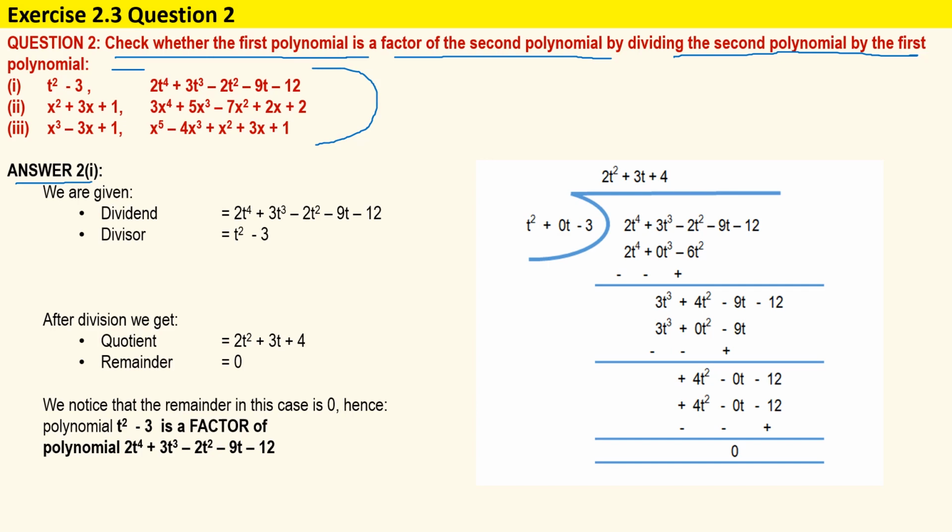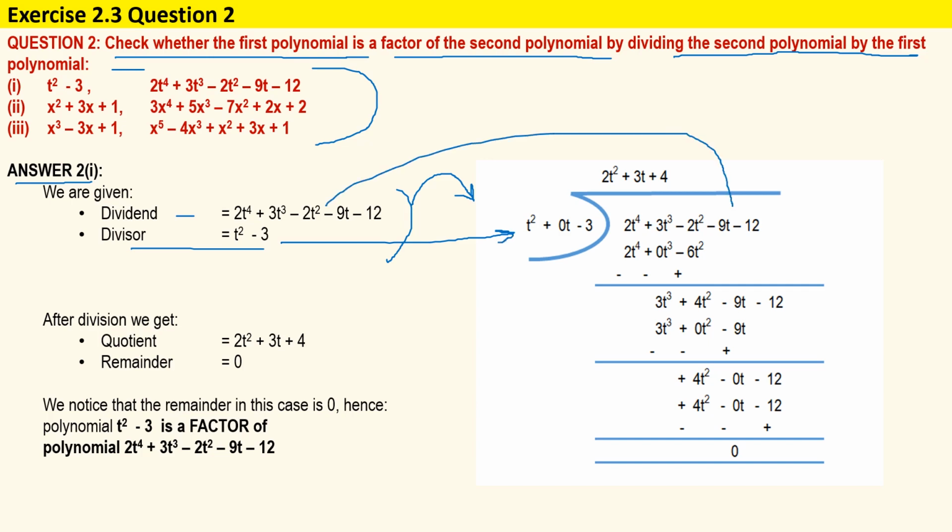Answer to part 1. We are given dividend equal to 2t^4 plus 3t cubed minus 2t squared minus 9t minus 12, and the divisor is given as t squared minus 3. We carry out the entire division, and these steps show the complete division here. The divisor is on the outside of the division symbol. Dividend is inside the division symbol here.